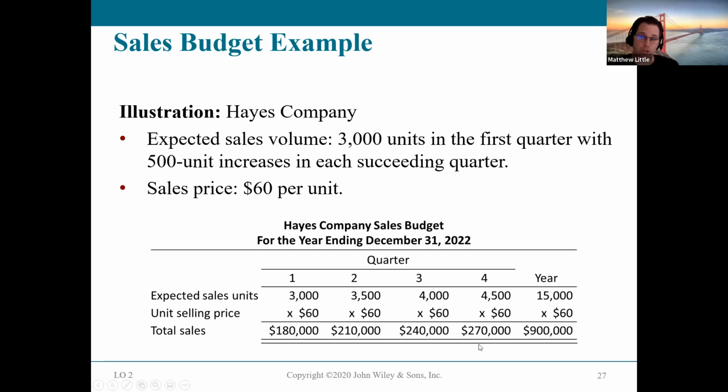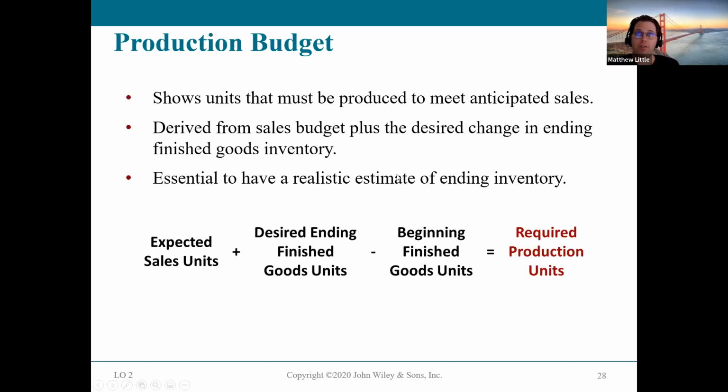So now we have our sales units expected and planned for. So we can move over to our production budget. So we have a sales budget. What do we need to produce? So our production budget shows how many do we need to produce to meet the anticipated sales. So we have that as our start, our expected sales.